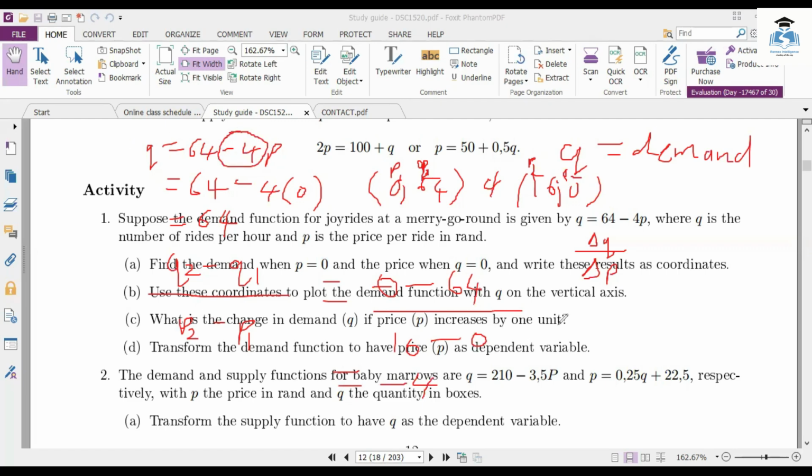So what will happen when price P increases by 1 unit? It means the demand will be decreasing by -4. If we increase price by 1 unit, we will reduce the quantity by 4. Each time it will be reduced by 4. So that's the question that they are asking here.